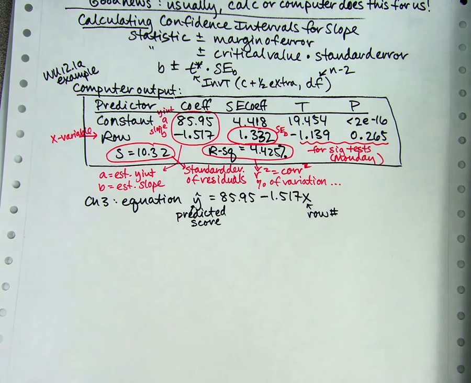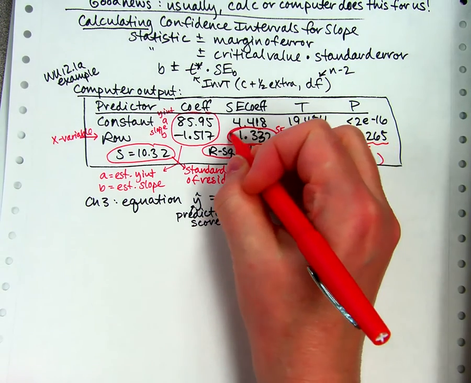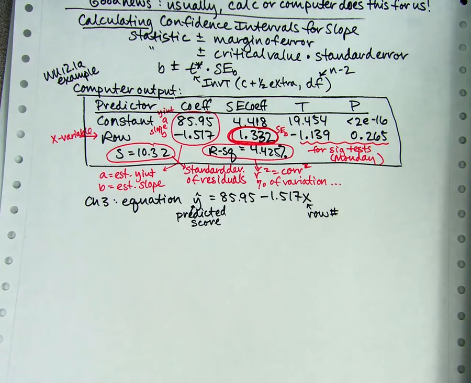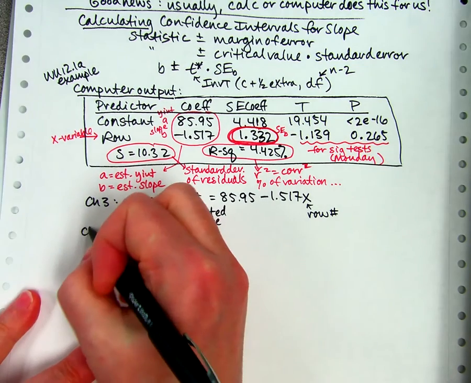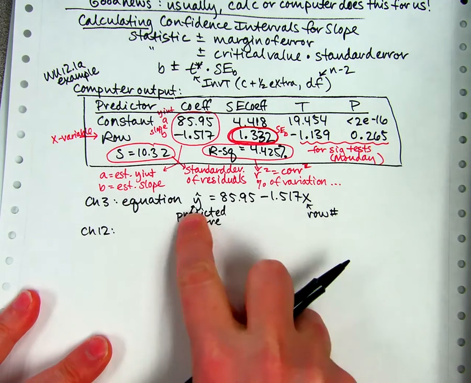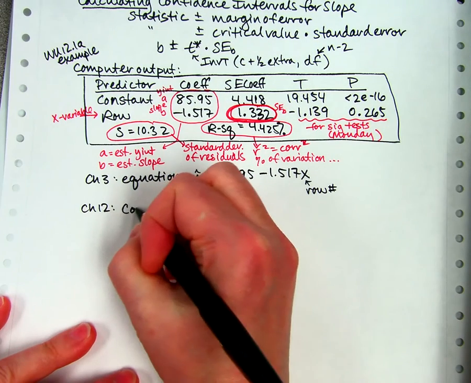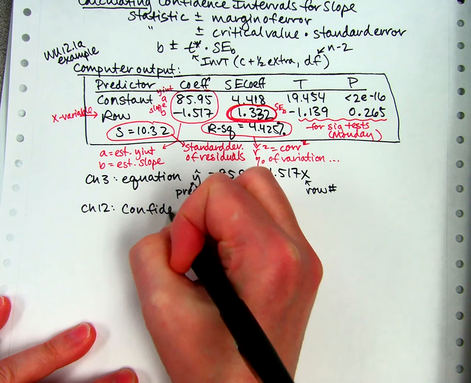And so the main new thing that you need is this right here. That's SEB. That's why you don't need that formula so much, because the computer output gives it to you. So in Chapter 12, we not only can write an equation, but we can do a confidence interval for the slope using this information.